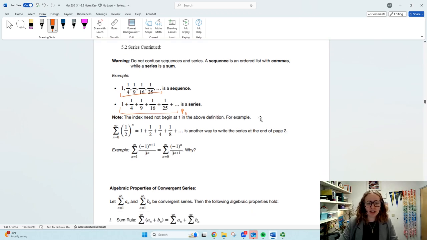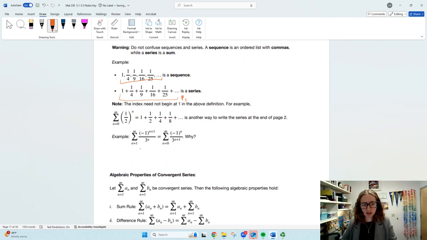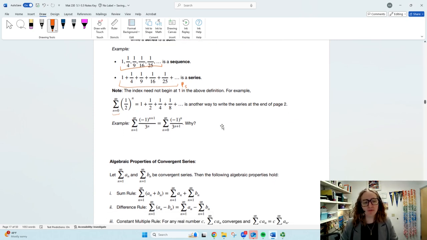So I can actually write it with this summation notation, which says cycle through n equals 0, n equals 1, n equals 2, all the way on to infinity, and add those things up right here. For example, we can actually change what we call our index. So this n equals 0, that's what we call our index.